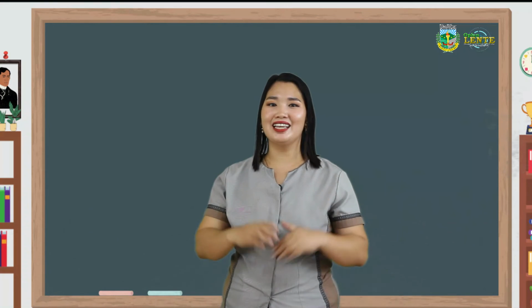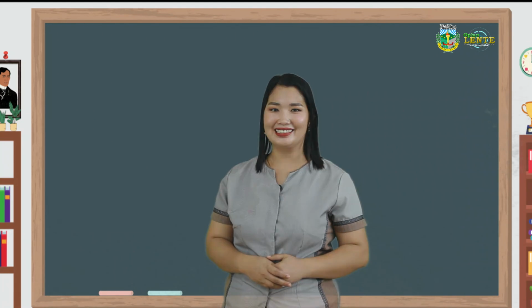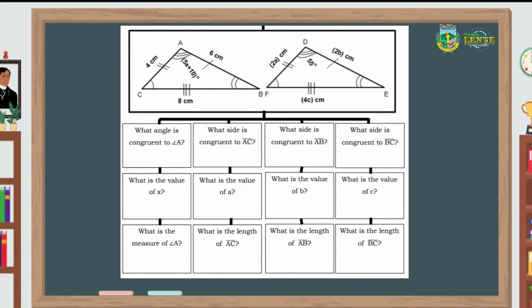Very good, class! You really learned and understood what we have discussed today. Now, let's try another one. Complete the flowchart to summarize what you have learned about solving corresponding parts of congruent triangles.